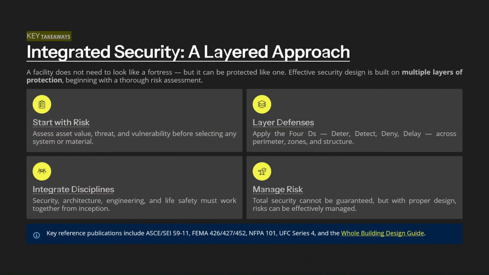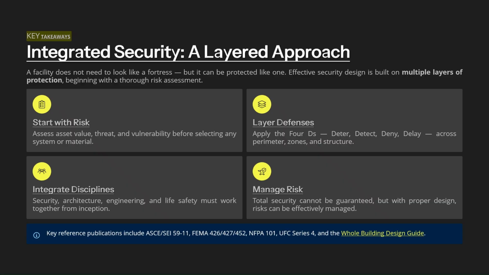Effective security is never dependent on a single measure. It is built through a layered approach. This begins with understanding risk, identifying threats, vulnerabilities, and potential impacts before selecting appropriate controls. The concept of the 4Ds, deter, detect, delay, and deny, must be applied across all layers, from perimeter to interior spaces. Integration is essential.